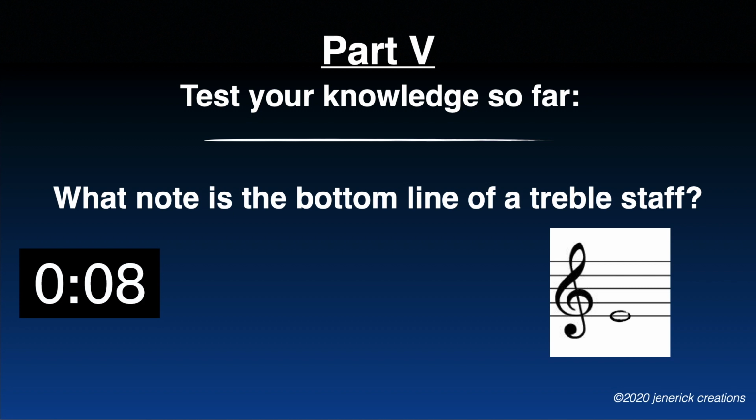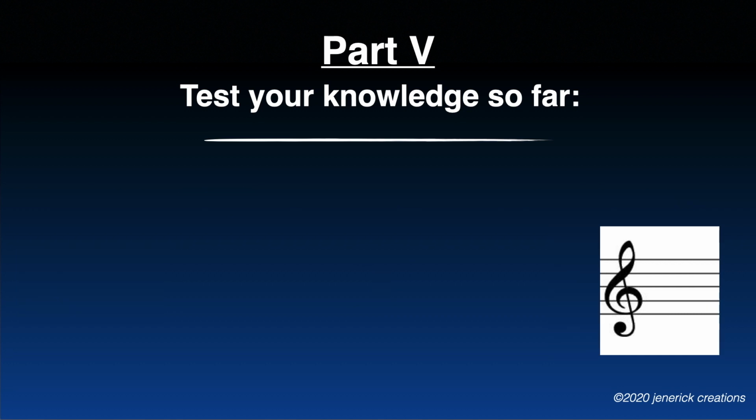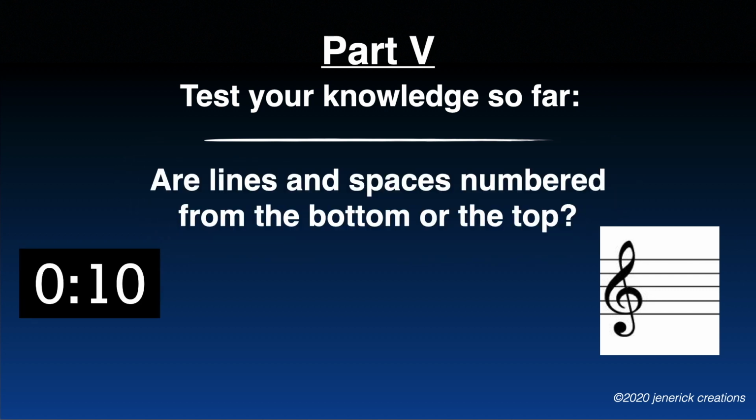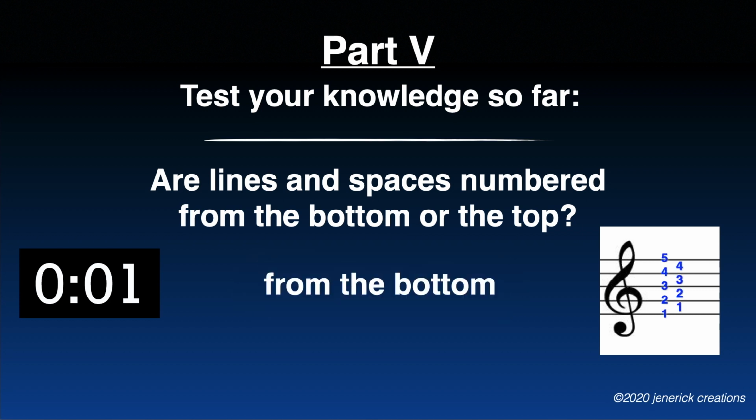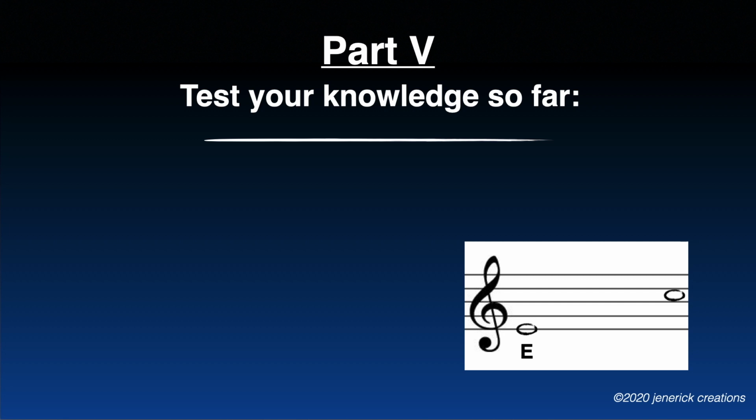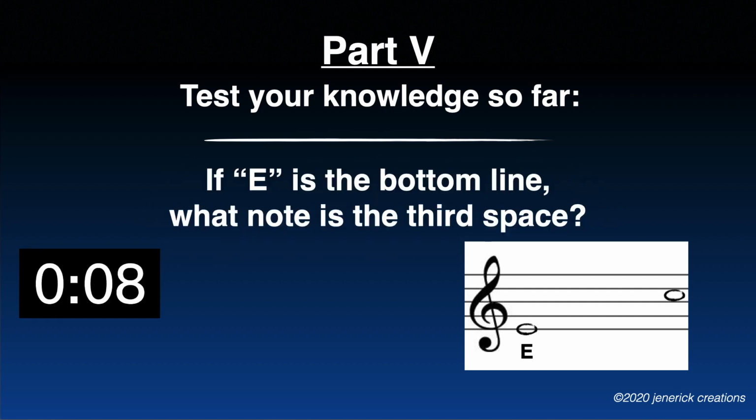What note is the bottom line of a treble staff? That's the note E. Are lines and spaces numbered from the bottom or the top? From the bottom. If E is the bottom line, what note is the third space? There's our E, F, G, A, B, and C. The third space is C.